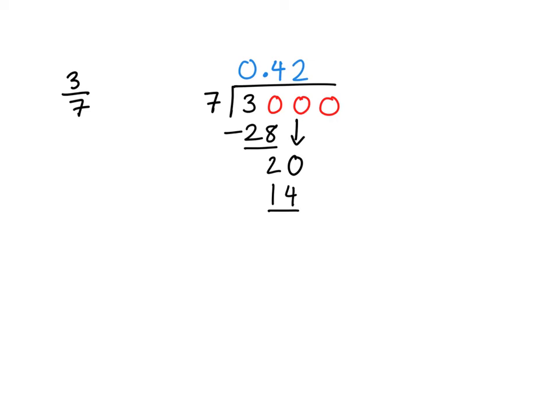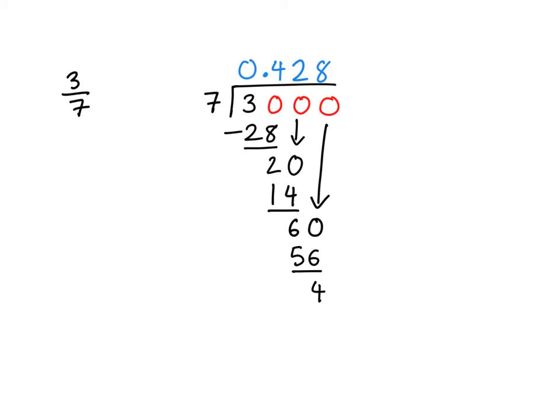And now we bring down the last 0 over here, and we ask ourselves, how many 7s go into 60? Well, clearly there are 8 lots of 7 that will go into 60, and 7 times 8 is 56, so the remainder here is 4. Now what do we do with the remainder here?